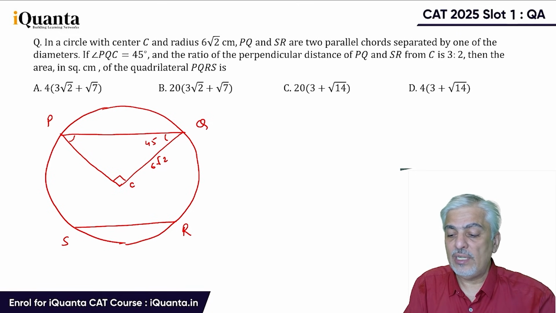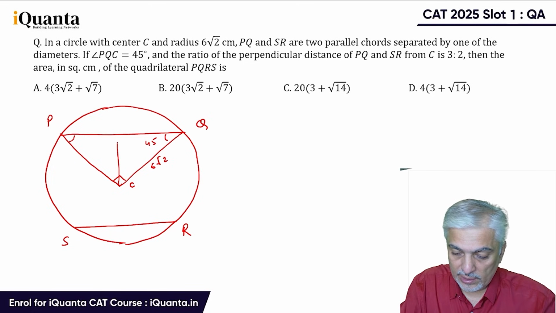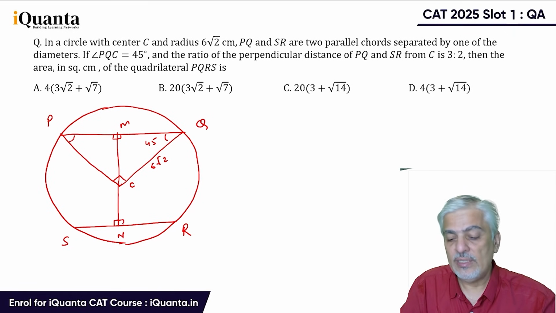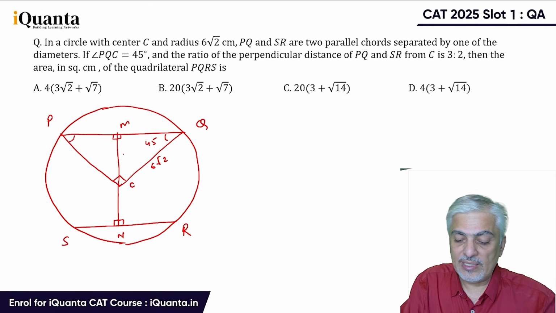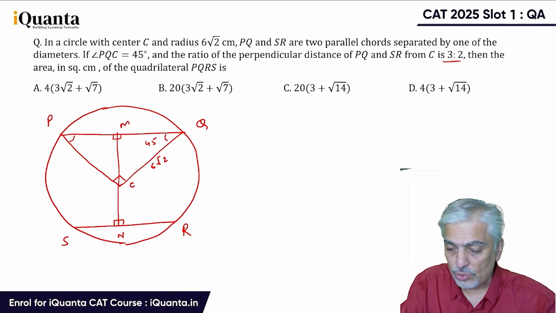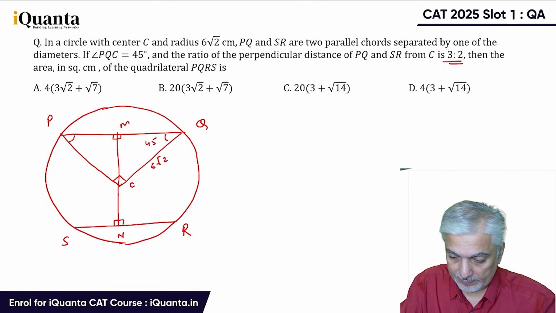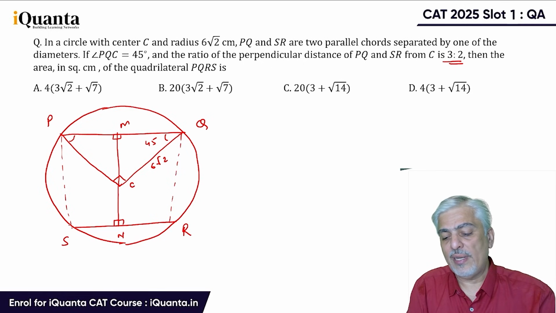And the ratio of the perpendicular distance from PQ and SR is 3:2. So that means if I drop a perpendicular over here, CM, and I drop another perpendicular over here, CN, it is on the straight line. This ratio is 3:2. Then what is the area of the quadrilateral PQRS? So PQRS looks more like a trapezium, clearly, which means I need to find the area of a trapezium. So I need to know the parallel sides, and I then need to know the height. So I need to know PQ, SR, and I need MN.